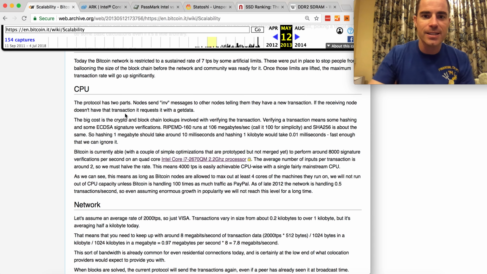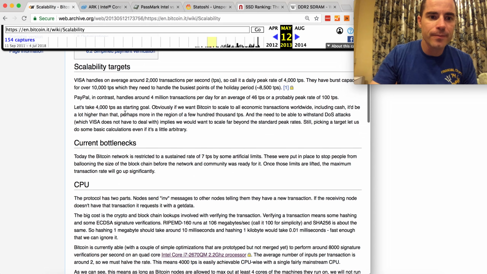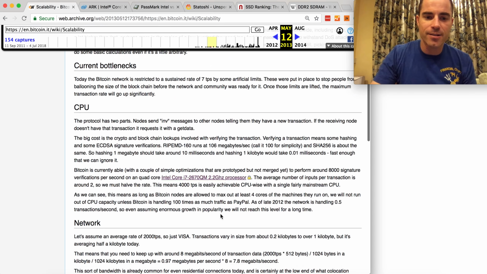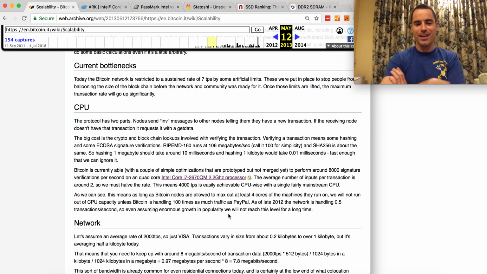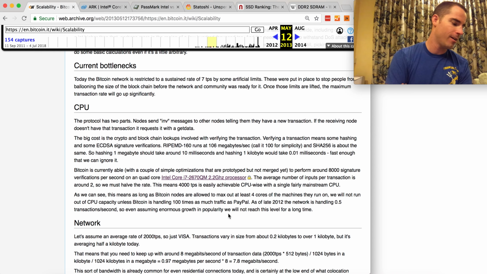And earlier, I think it said that PayPal does 46 transactions per second. So here we are, we're saying they can do over 100 times as much as PayPal. So PayPal, 46 transactions per second, 4,600 transactions per second are possible there? And today Bitcoin is doing 3 transactions per second for Bitcoin Core.